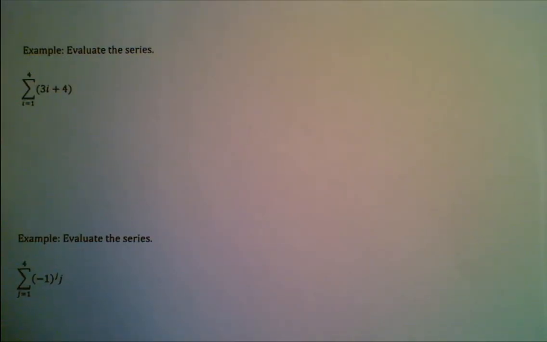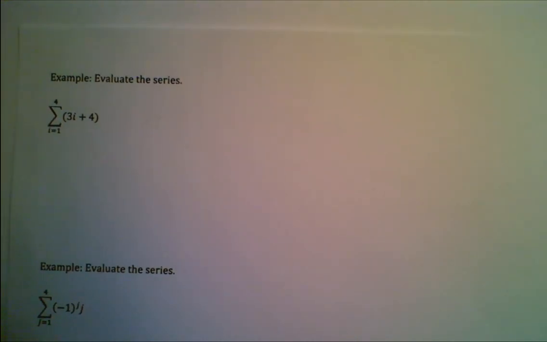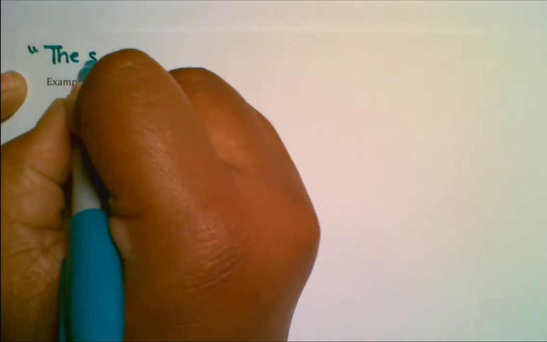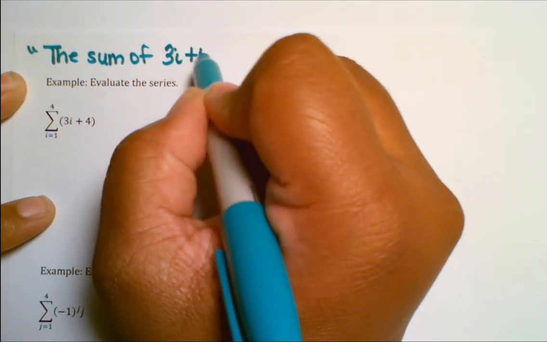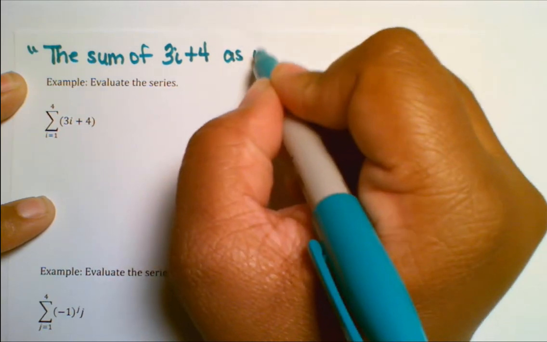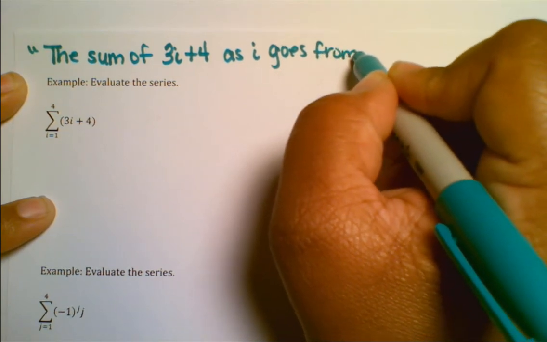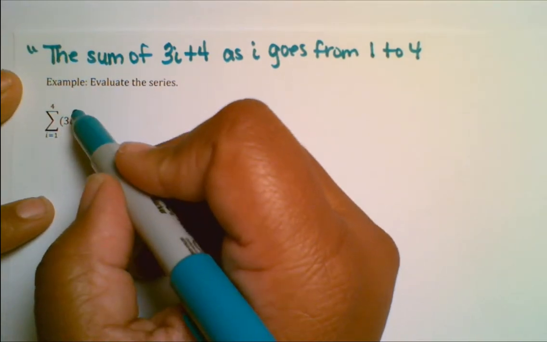this is how we would read. I'm going to write it out, but this is how we would read this particular question where it says to evaluate the series. So we would read this as the sum of 3i plus 4 as i goes from 1 to 4. So your lower limit is 1, your upper limit is 4.